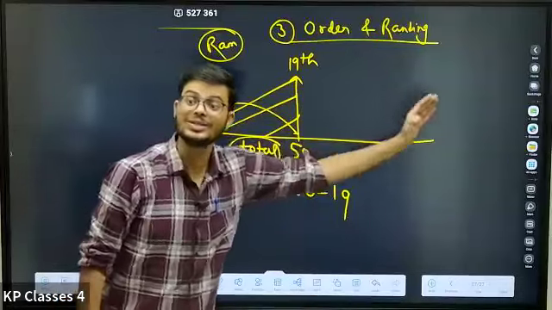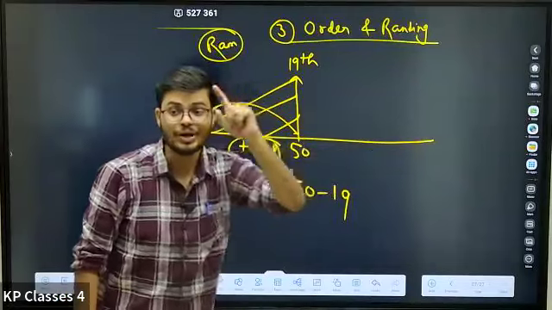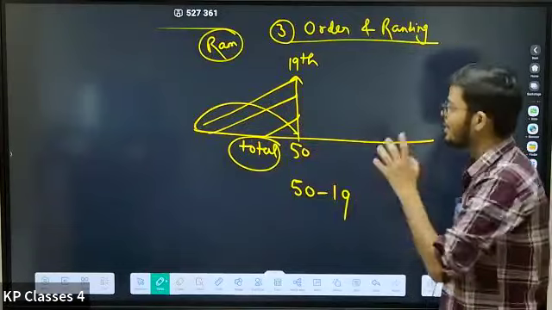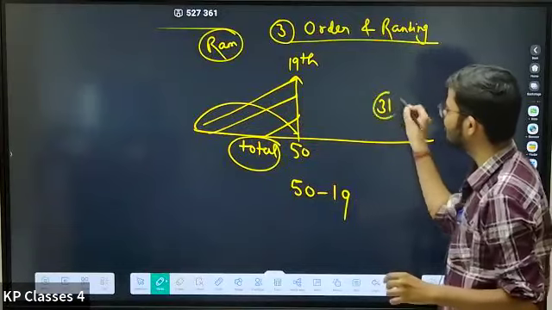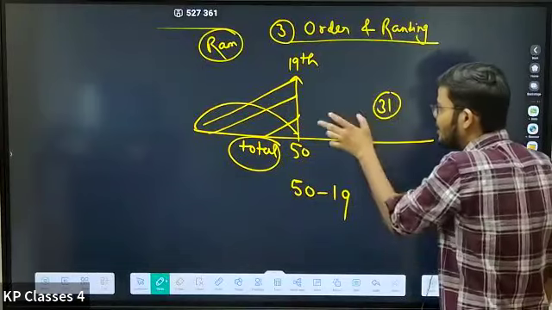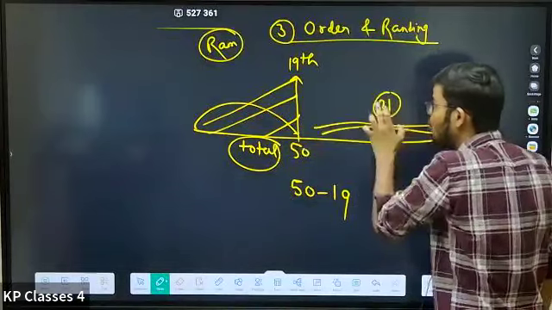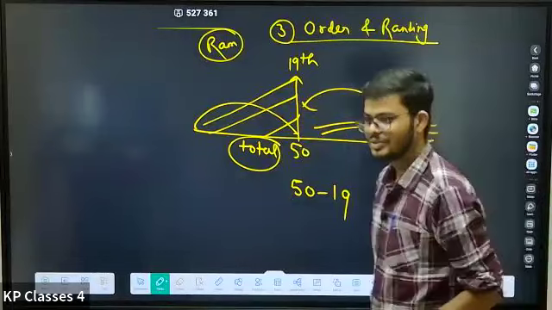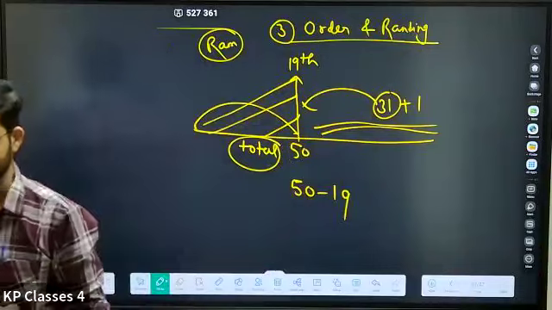So how many people sitting towards his right we have found out? If I'm going to subtract 19, how many are there? 31 people will be there. 31 and 19 will be giving you 50. So if 31 people are sitting towards right, at what position from the right end is he sitting? 32, isn't it? 32 is the answer, not 30.